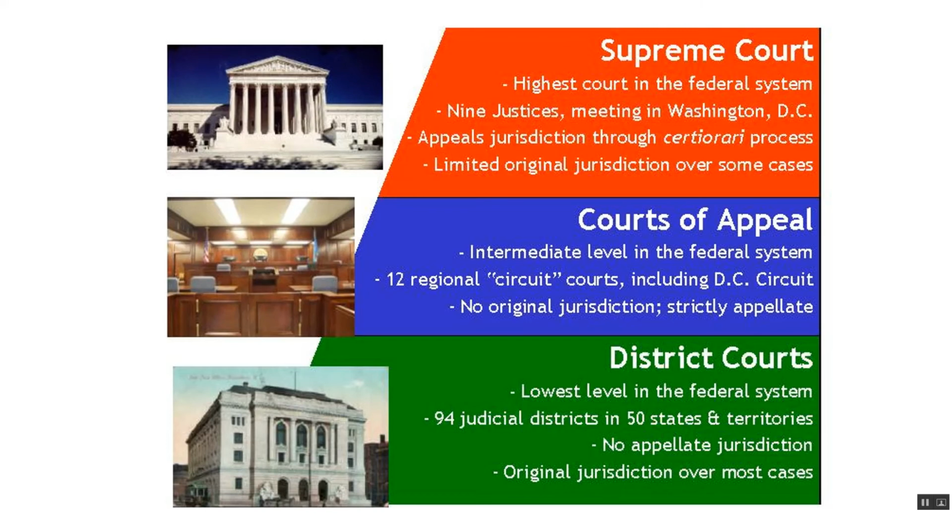And what that means is that in the circuit courts, you never see a case that has not already gone through at least one other court. The courts of appeals only review prior decisions. So courts of appeals have no original jurisdiction, they only have appellate jurisdiction. Contrast that with the district courts, which have original jurisdiction, but no appellate jurisdiction. And contrast it with the Supreme Court, which is unique in a number of ways.